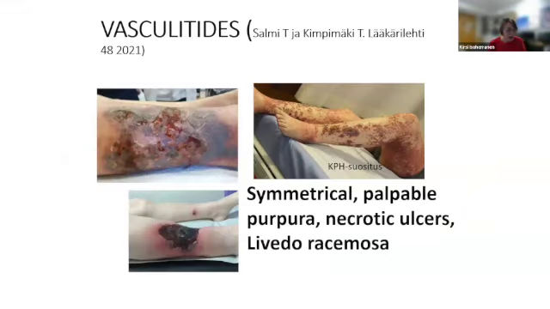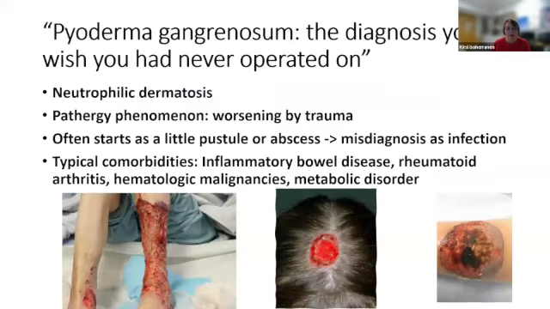Vasculitis is usually quite easy to diagnose because it is quite dramatic: symmetrical, palpable purpura, necrotic ulcers, and also this livedo racemosa, which is a bluish network around the ulcers. And if you see these kinds of ulcers, I'm sure that you are quite happy to send them to a dermatologist, and quite urgently. On the other hand, Pyoderma gangrenosum, a neutrophilic dermatosis, has very many clinical appearances.